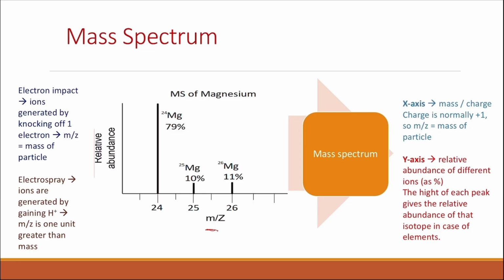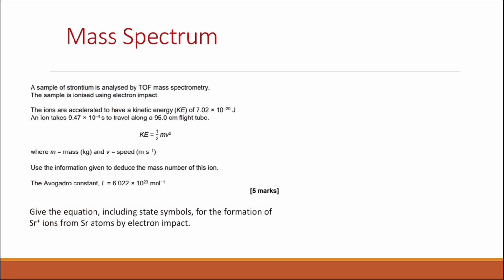And then on the y-axis, we have the relative abundance. In the case of electron impact, the ions that we detect, the m over z, will be the mass of that particular ion. But if we use the electrospray, the m over z will be the mass +1 because we added a hydrogen ion now. This is very important when we calculate the mass of the particles, or the relative atomic mass, or the mass of the isotope when they ask us to do this, or the mass of the particle.